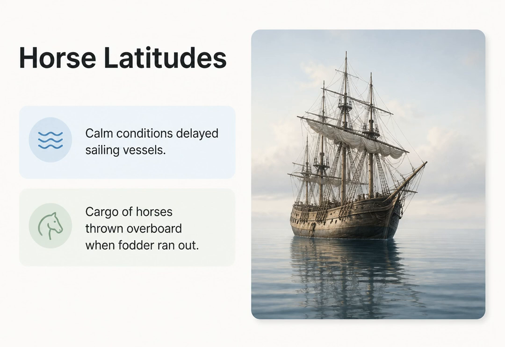In the early days of global trade, sailing vessels carrying cargoes of horses to the Americas would frequently get stuck in these incredibly calm, windless waters. With their ships stalled for weeks, supplies of food and water would dwindle. To save drinking water and because fodder ran out, sailors were often forced to throw their horses overboard into the sea. Hence, the name horse latitudes stuck.